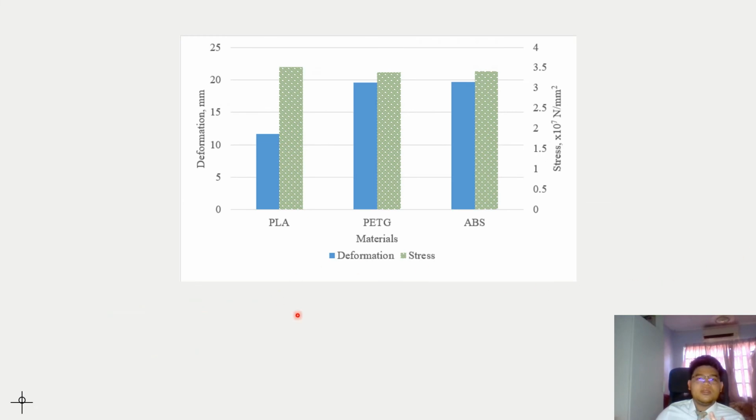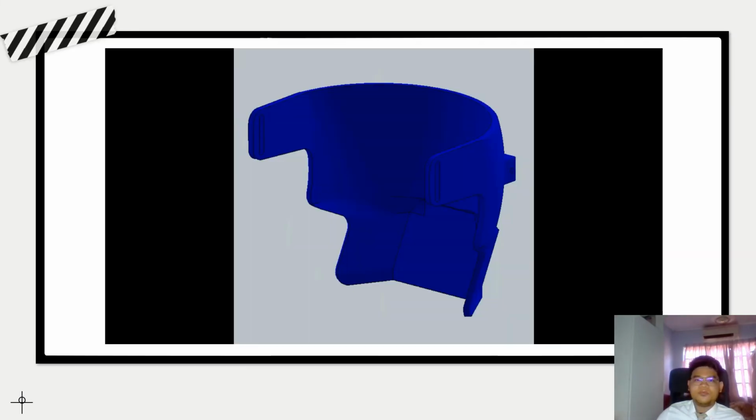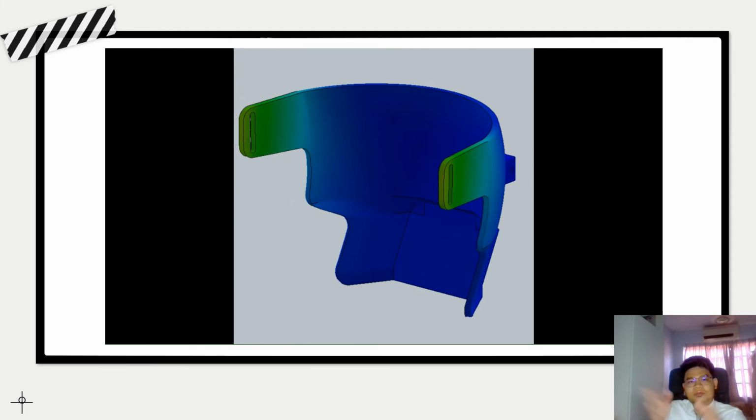Okay. Based on this graph, the relationship between stress and deformation is actually inversely proportional. PLA has the lowest deformation, but it has the highest stress compared to PETG and ABS, which are essentially almost the same but not the same. So this is the deformation. As you can see, it moves upward when the load is applied and does not fail.